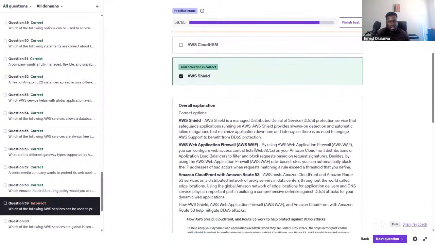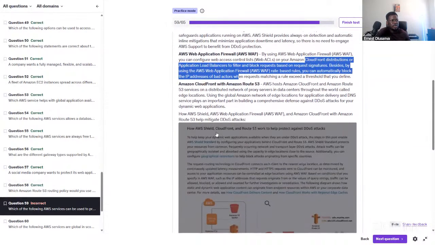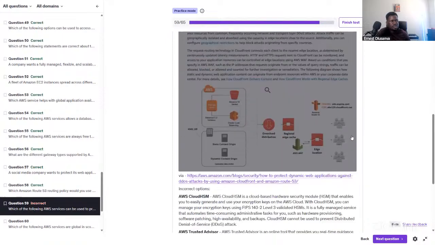And if you look here, you can kind of see it. It says AWS Shield is a managed distributed service. That's fine. But with web application firewall, notice what it describes here, that you can put this on your Amazon CloudFront distribution and you can actually set some rules to block IP addresses of bad actors. So I can see how that will work for this use case. And there's actually documentation that shows how Shield, CloudFront, and Route 53 work together to protect from DDoS.